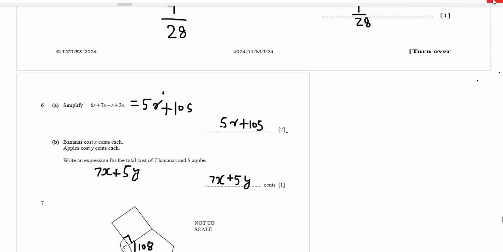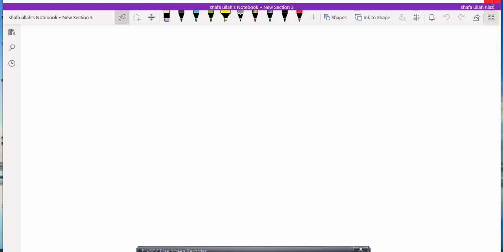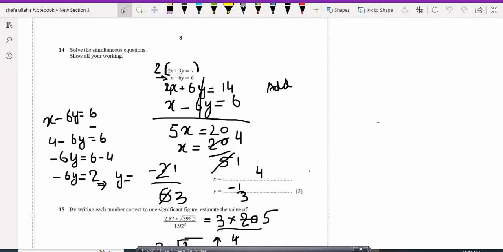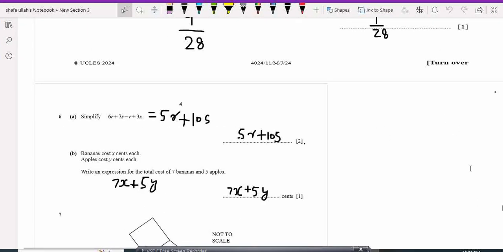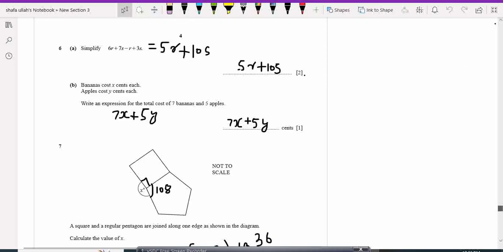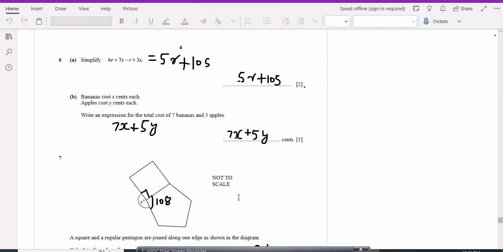That's it. Next is a diagram is given here. We have to find x here. Look here. A diagram is given and we have to find x. This is a square and this is a pentagon.